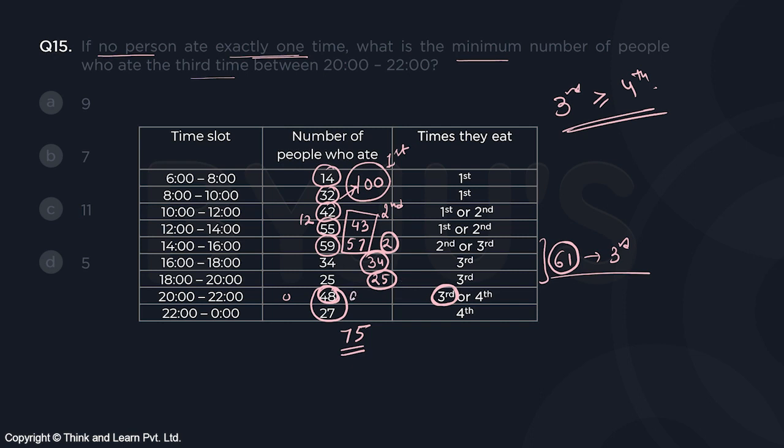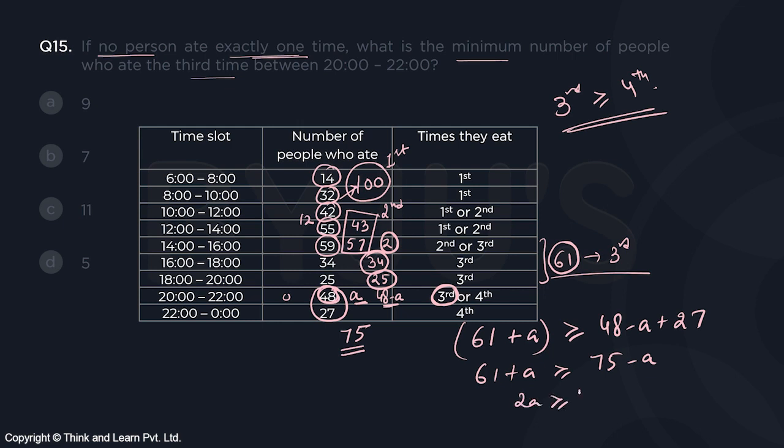Once again, let us say A people eat for the third time. So 48 minus A eat for the fourth time. So this 61 is the number of people eating for the third time before, plus A more. This should be greater than or equal to the number of people eating for the fourth time, which is 48 minus A plus 27. So 61 plus A is greater than or equal to 75 minus A. So 2A is greater than or equal to 14. A is greater than or equal to 7.